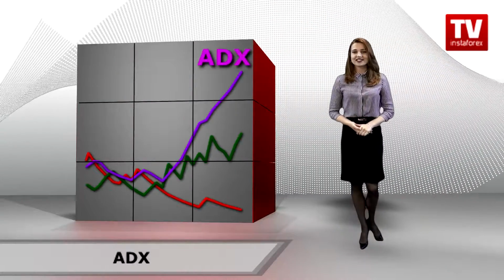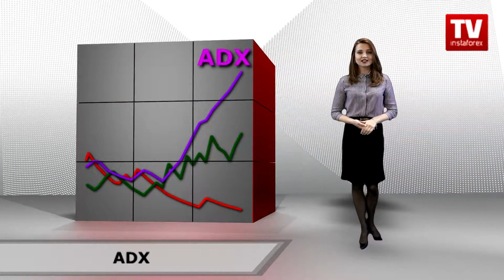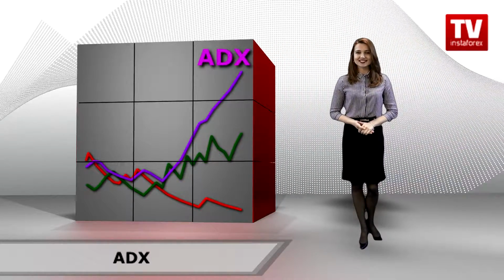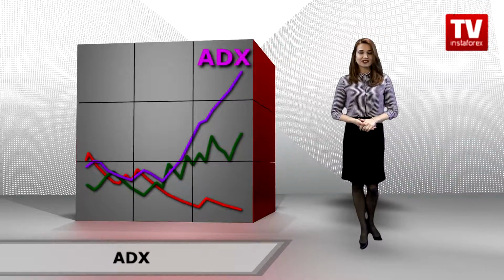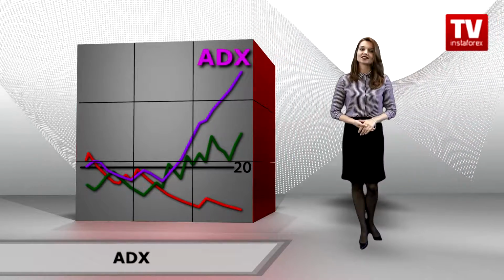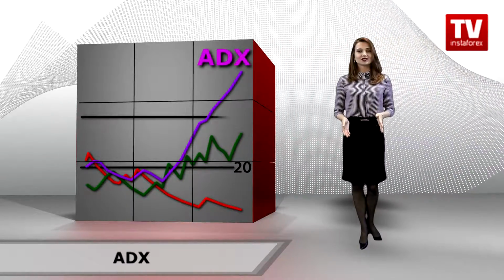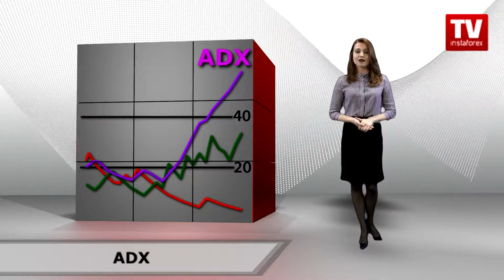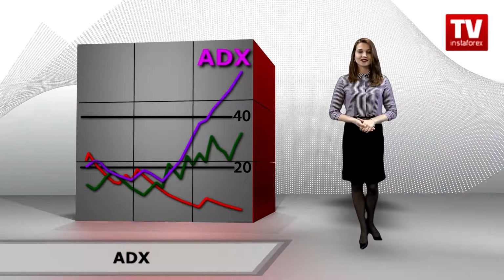The main ADX line is used to determine the strength of the trend. The higher the line is, the stronger the trend is. So if ADX reading is below 20, the trend is weak. The range from 20 to 40 suggests an average trend. If the value is above 40, the trend is strong.